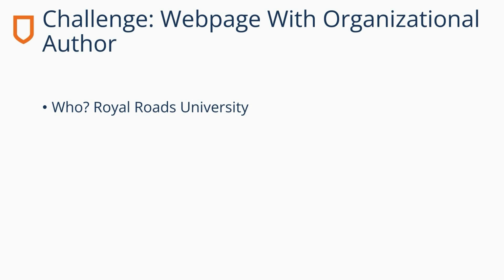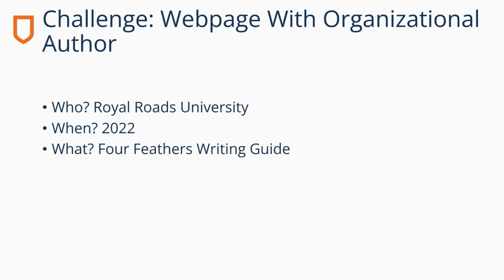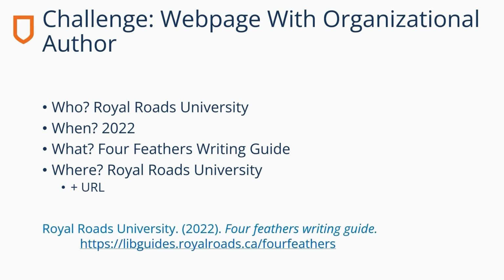Did you find who? It's Royal Roads University. When? It's 2022. You can use an updated date instead of a created date if both are listed, but do not use a copyright date for web pages. What is it? Four Feathers Writing Guide. Where? Royal Roads University. Plus, you'll also need the URL. And here's the reference: Royal Roads University, 2022, Four Feathers Writing Guide, followed by the URL.